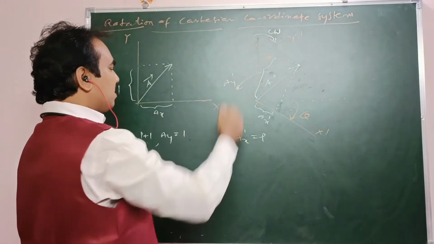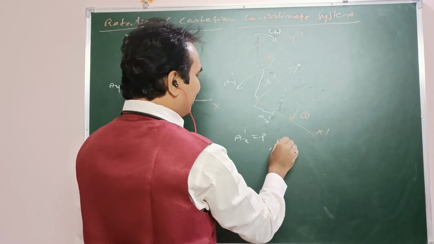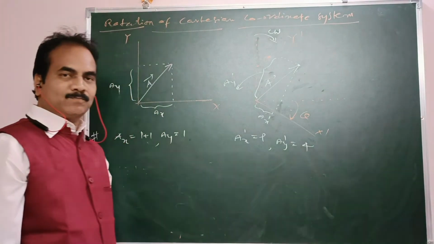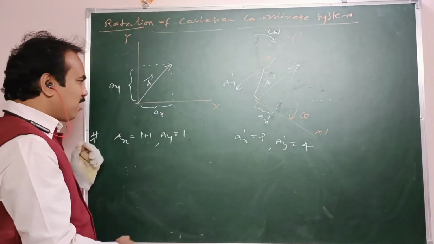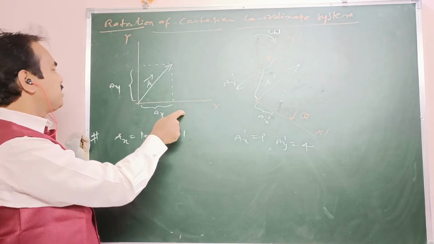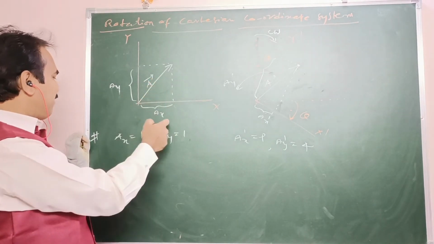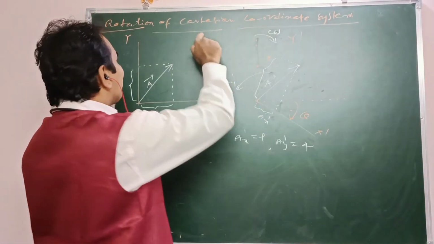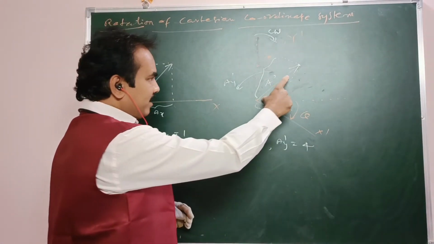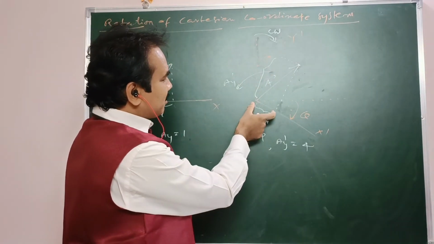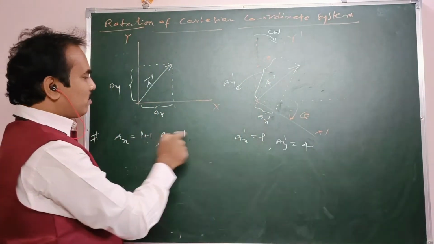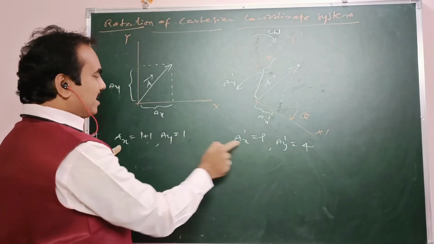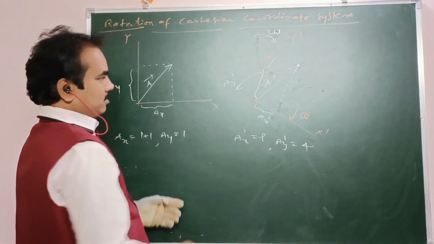What about the y coordinate? Ay dash equal to, previously it is 1, now it is 4, for example. As an example, I am saying as an example. Before rotation of Cartesian coordinate system for this vector, two components are given. As an example, ax equal to p plus 1, ay equal to 1. For the same vector, after rotation of Cartesian coordinate system, by fixing given vector, ax dash changed from p plus 1 to p, ay dash changed from 1 to 4. See, x coordinate decreases, y coordinate increases.